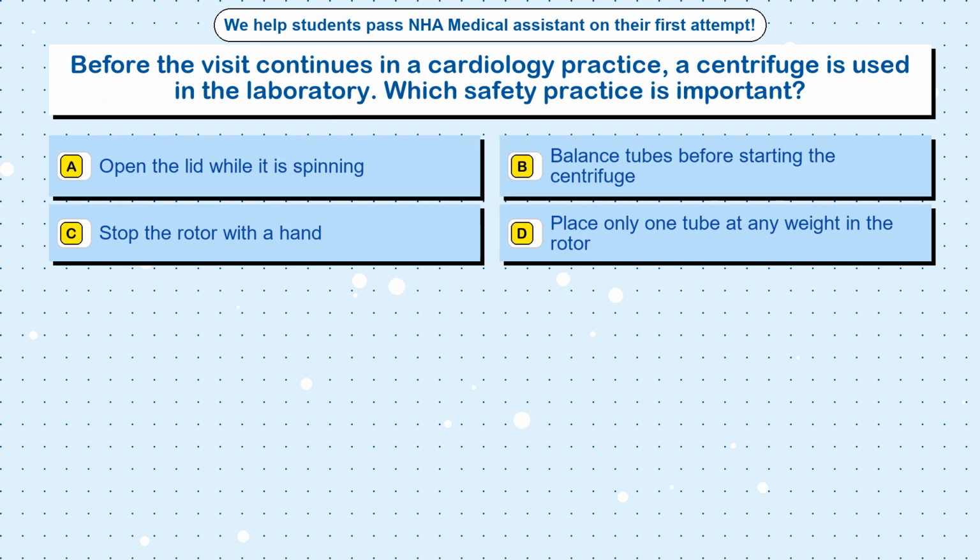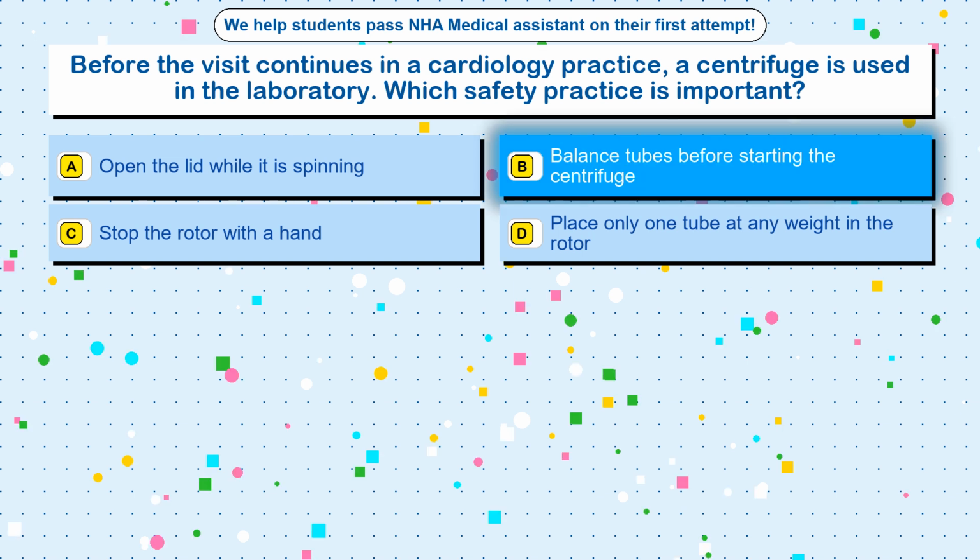Question 79. Before the visit continues in a cardiology practice, a centrifuge is used in the laboratory. Which safety practice is important? Option A. Open the lid while it is spinning. Option B. Balance tubes before starting the centrifuge. Option C. Stop the rotor with a hand. Option D. Place only one tube at any weight in the rotor. The correct answer is option B.